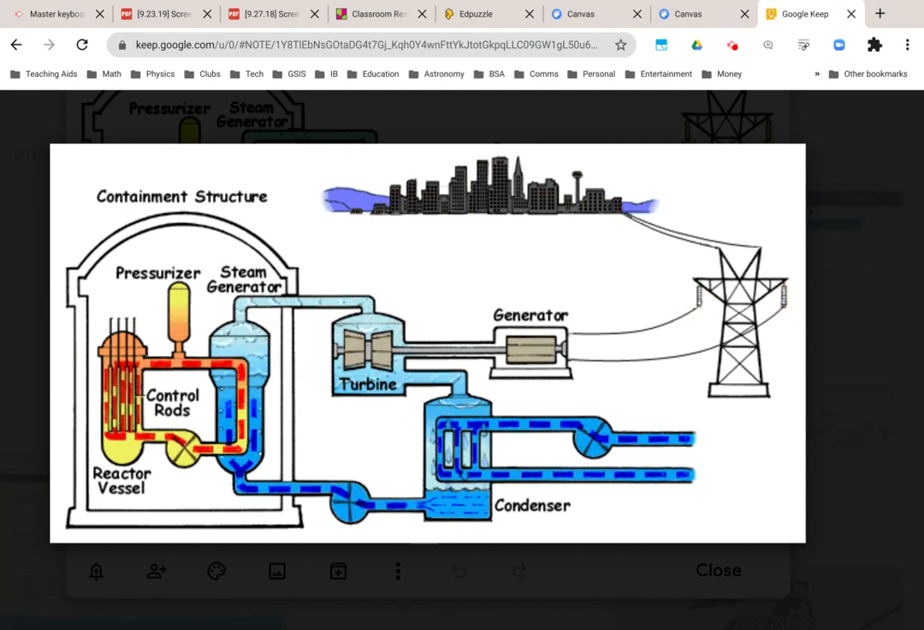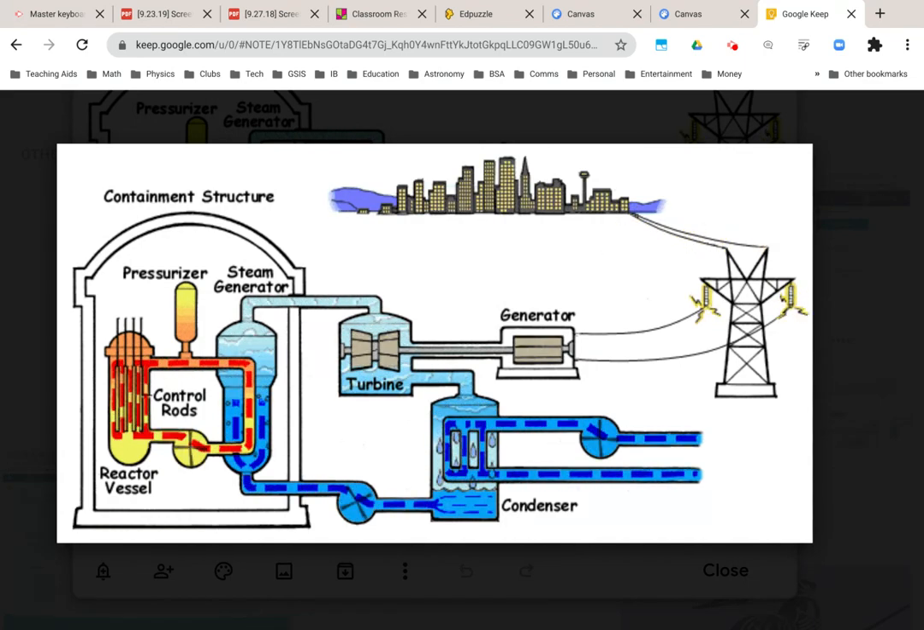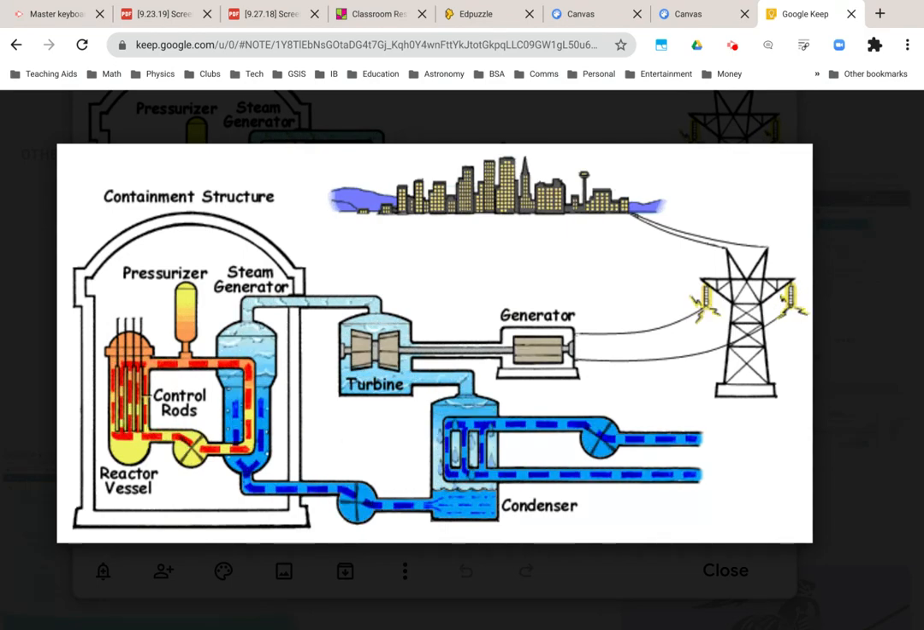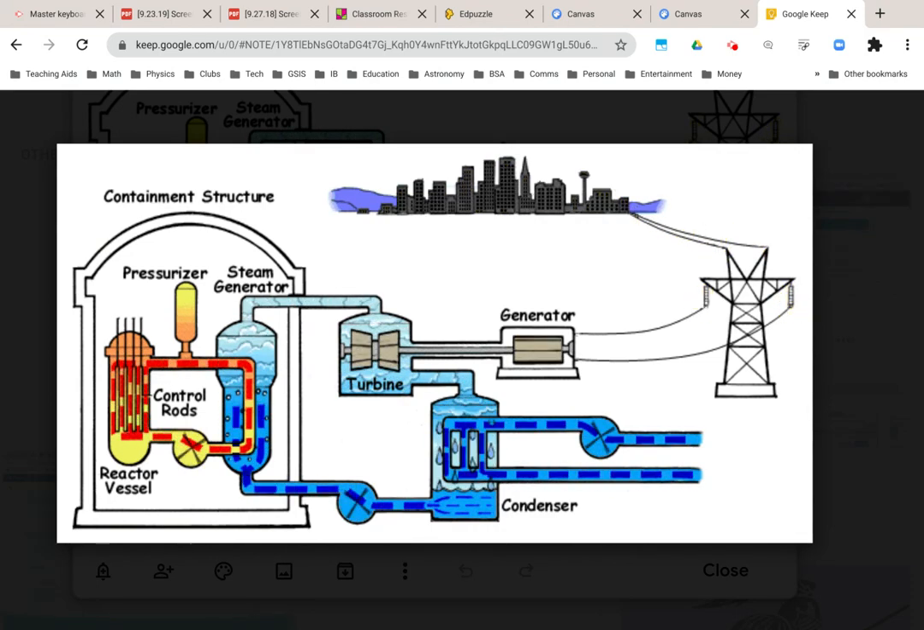So you can see over here that you've got your control rods, and in here we're also going to have our moderators. And over here in the red and the orange and the yellow, this is where the nuclear reaction is taking place. Cycling through with these red lines would be the coolant. And that could be, in some cases, molten salt. It could be molten sodium, maybe water.